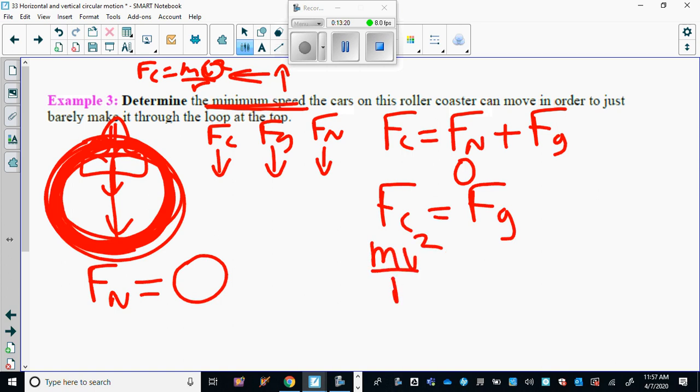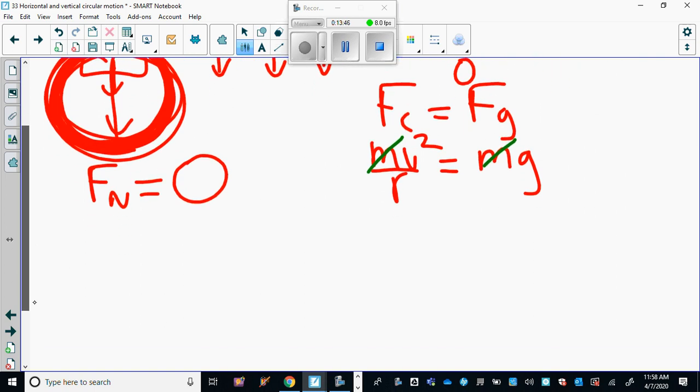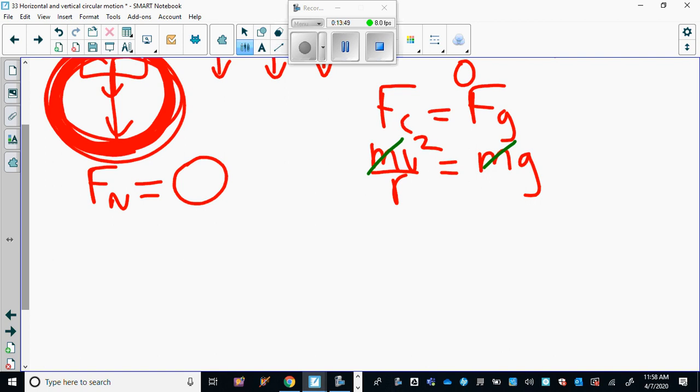mv squared over r equals mg. And you shouldn't be surprised, but you will. What cancels out? What becomes irrelevant in this problem? Once again, the mass becomes irrelevant. Otherwise, when they design these roller coasters, they'd have to design for every different mass you could think of, for the objects going around in circles. So the mass becomes irrelevant, and then we solve this formula for, now what's the question asking?